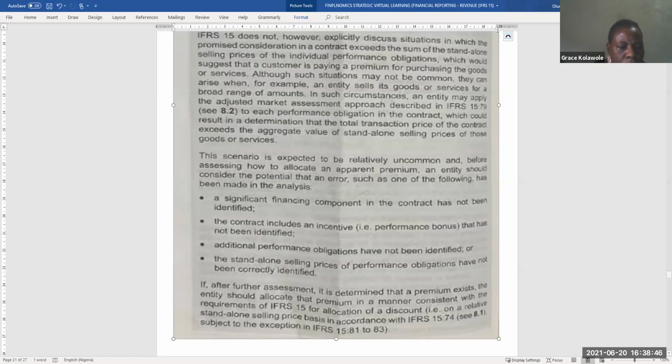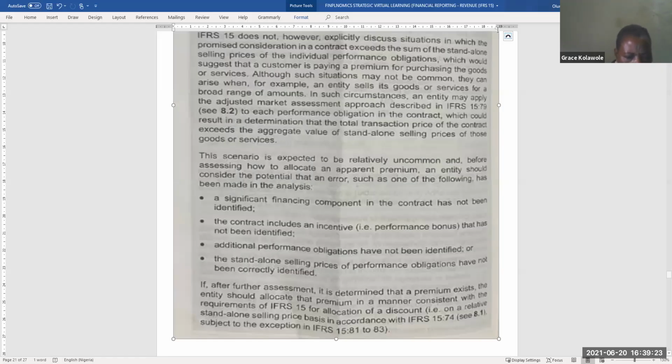an entity should consider the potential that an error such as one of the following has been made in the analysis. 1, a significant financing component in the contract has not been identified. 2, the contract includes an incentive, that is a performance bonus, that has not been identified. 3, additional performance obligations have not been identified. Or 4, the standalone selling price of performance obligations has not been correctly identified.